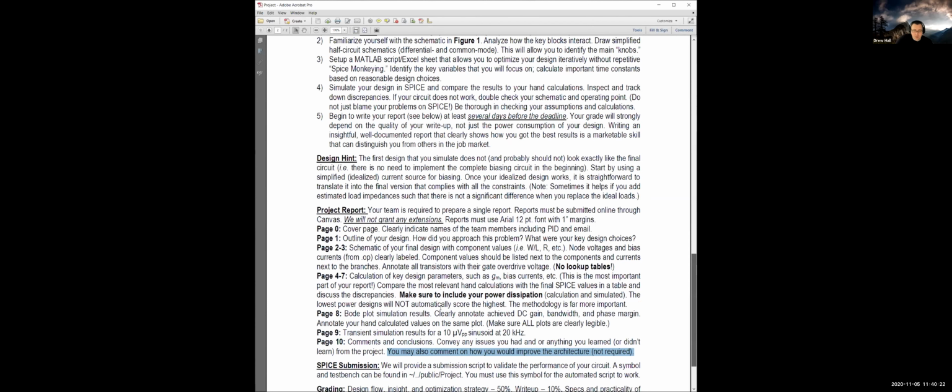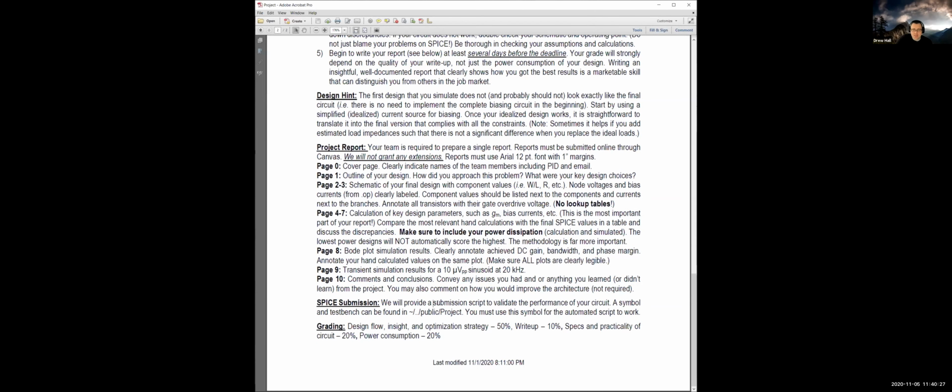All right, so this year we are going to have a submission script that you will use to submit your design. I will talk a little bit more about that later on. I probably will not have time to do that today. I have very generously provided a symbol for the project and a test bench. You can find these on the server in this directory. In order for the submission script to work, you have to use this symbol, okay? So don't change the symbol when you're doing this.